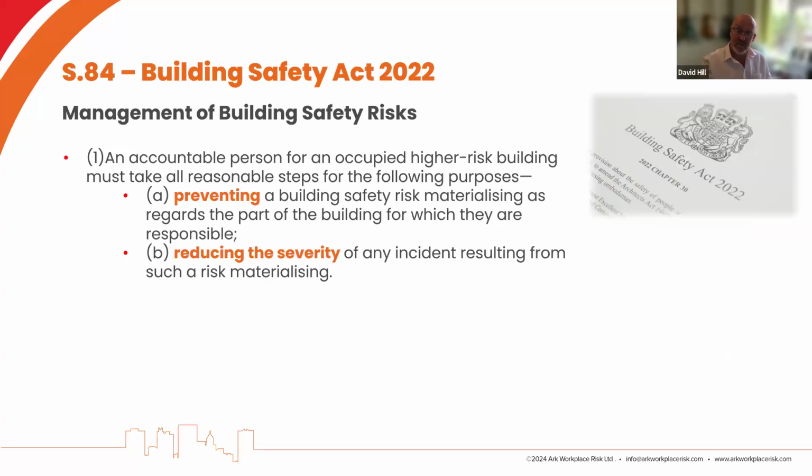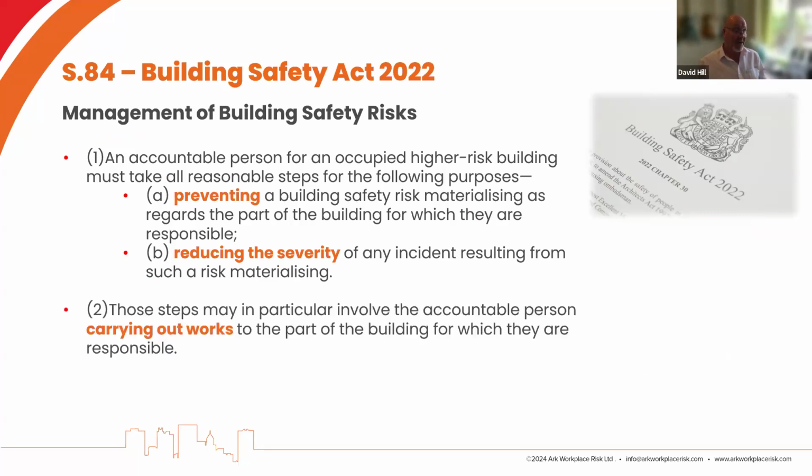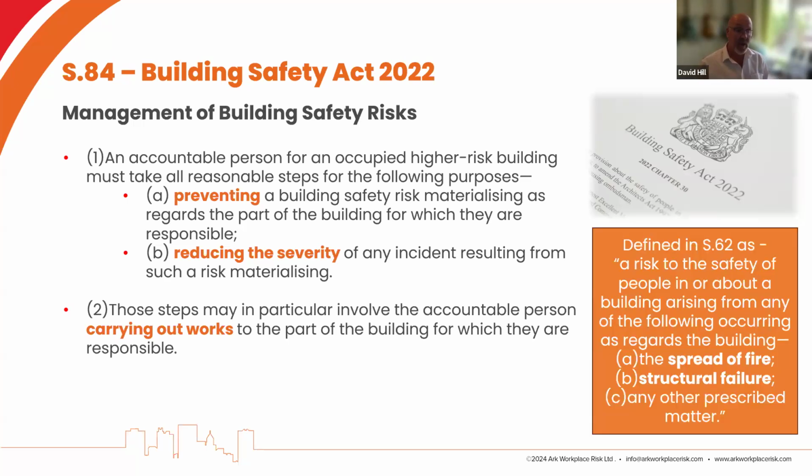Okay, so I've gone through those particular parts and I want to spend the next 5-10 minutes on management of building safety risks, because this is really important: the accountable person for an occupied higher risk building has got some duties. They've got the duty to prevent the building safety risk materializing and then reduce its severity. And Section 84 of this particular Act talks about the steps that need to be taken in order to achieve that in higher risk buildings. So your fire risk assessment may highlight concerns, in which case you've got a duty to do something about them. And the risk to the safety of people in or around the building is what a building safety risk is defined as within Section 62, and that's really about fire spread and structural failure.